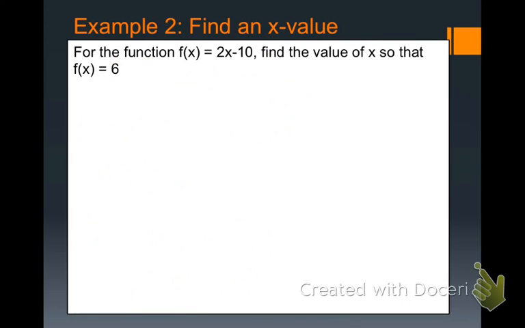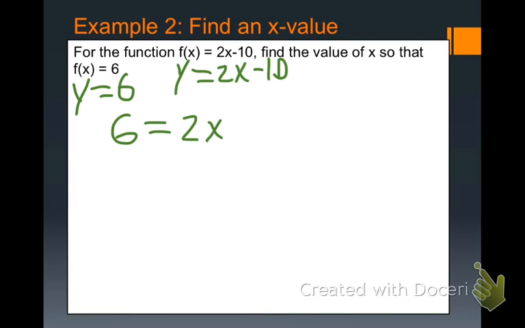Okay, and then we can also work backwards. So for the function f of x equals 2x minus 10, find the value of x so that f of x equals 6. So if it helps you, we can think about this as if this said y equals 2x minus 10, and find x so that y equals 6. So same thing. All you're going to do is replace f of x, the notation, with 6. So 6 equals 2x minus 10, and it's way back to what we did before.